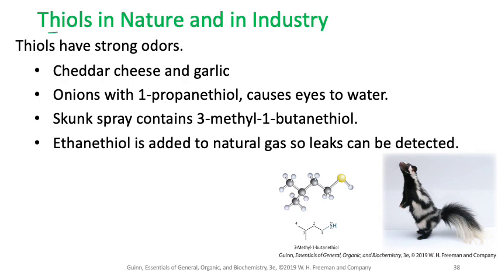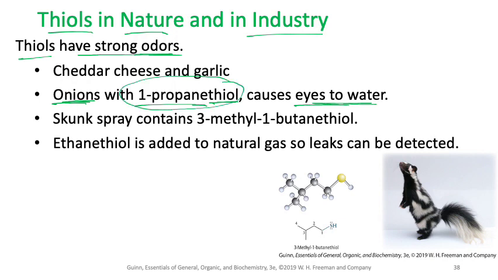So now let's talk about what thiols are and what the function of thiol is in nature and industry. The important characteristic of thiols is that they have a strong odor. So if a thiol compound is present nearby, you can smell it easily because of its strong odor. I think everyone has already cut onions. Onions also have a thiol called propane thiol that causes eyes to water, right? Because of this compound in onions, you will always get watery eyes whenever you cut an onion, right? Then skunk spray also contains a thiol group, right? And some thiol compounds are also added into natural gas, so that if there is any leak, you can smell it easily. So this is the function of any thiol-containing compound because of its strong odor.